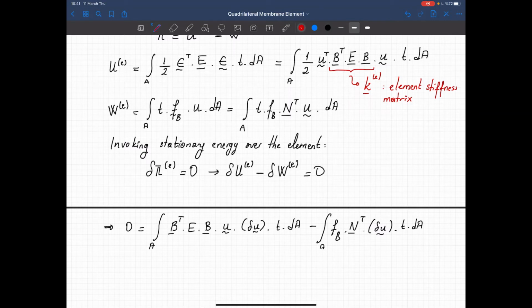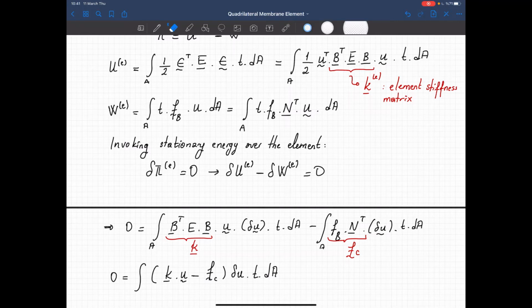We said that gives us the stiffness matrix, that gives us the consistent load vector, and as a final step I can write the following: 0 is equal to K times U minus the consistent load vector, times the variation in U. Let's say that it's also included in the stiffness matrix. And from that we get our equilibrium equation.